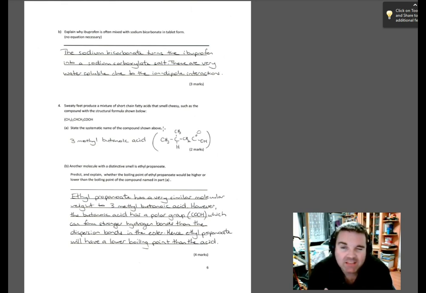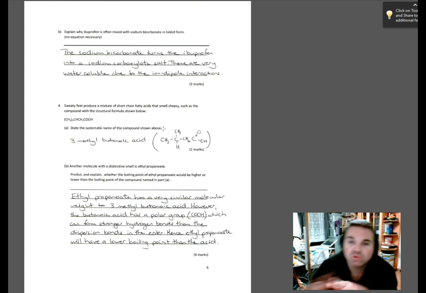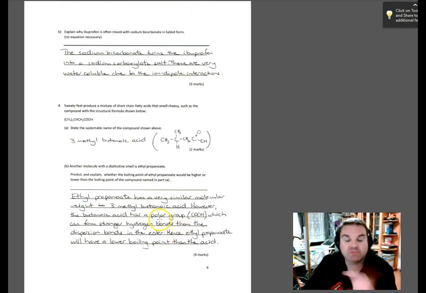An ester has a polar carbon double bond O, so a carbonyl group in there. However, that can't hydrogen bond with water, whereas the carboxylic acid group here can. So if they're the same molecular weight, but one of them has the ability to form stronger secondary bonds, such as hydrogen bonds, that one is going to have the higher boiling point, which means ethyl propanoate here is going to be lower. So always talk about the type of secondary bonds that exist and the molecular weight. It's really important.